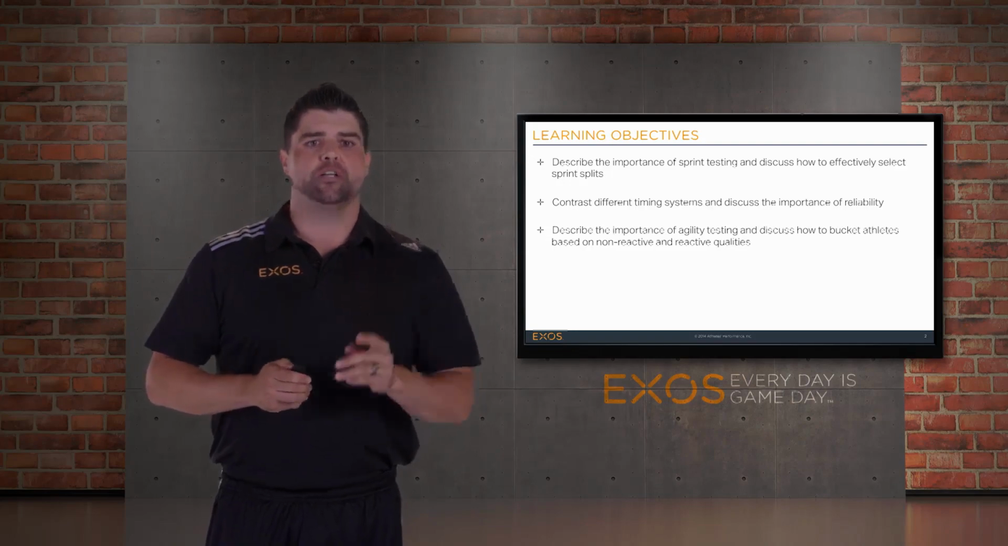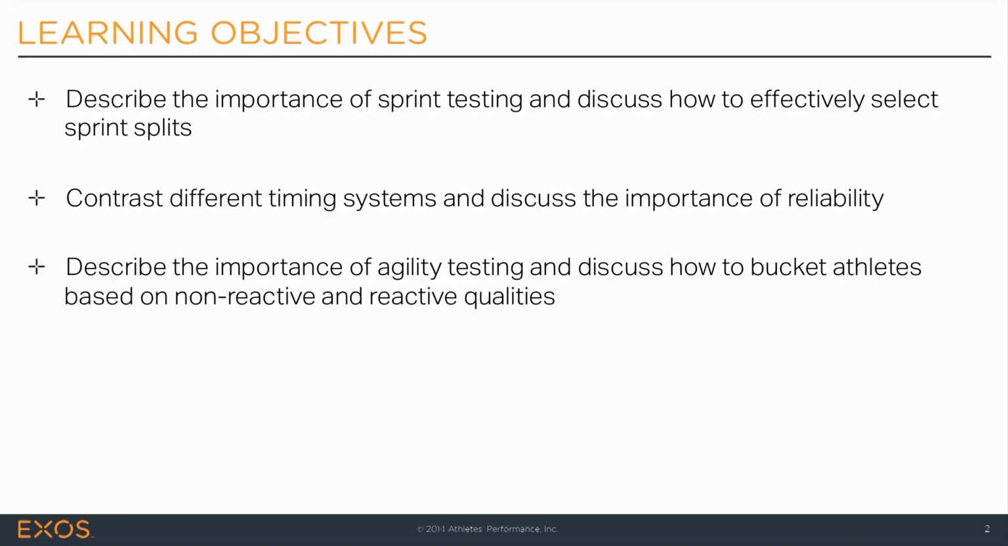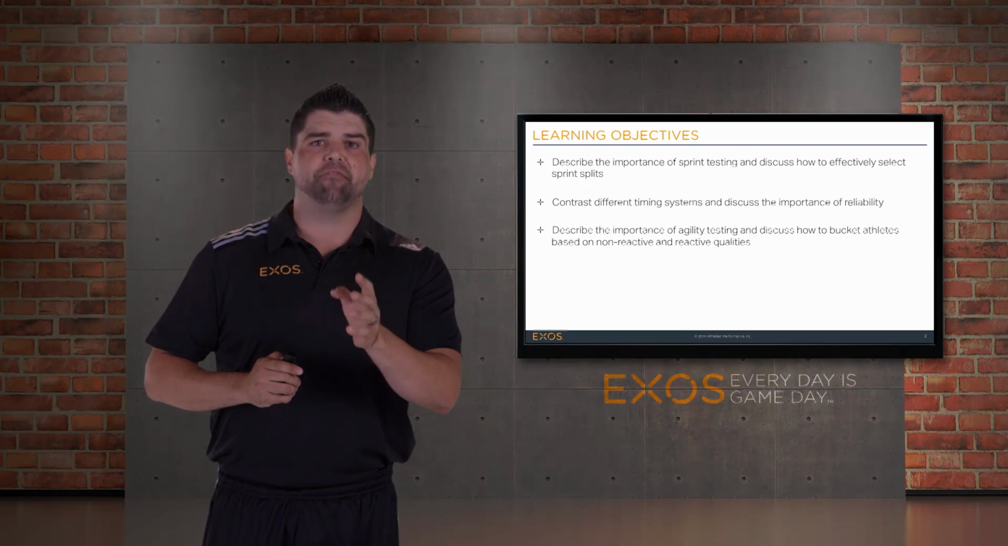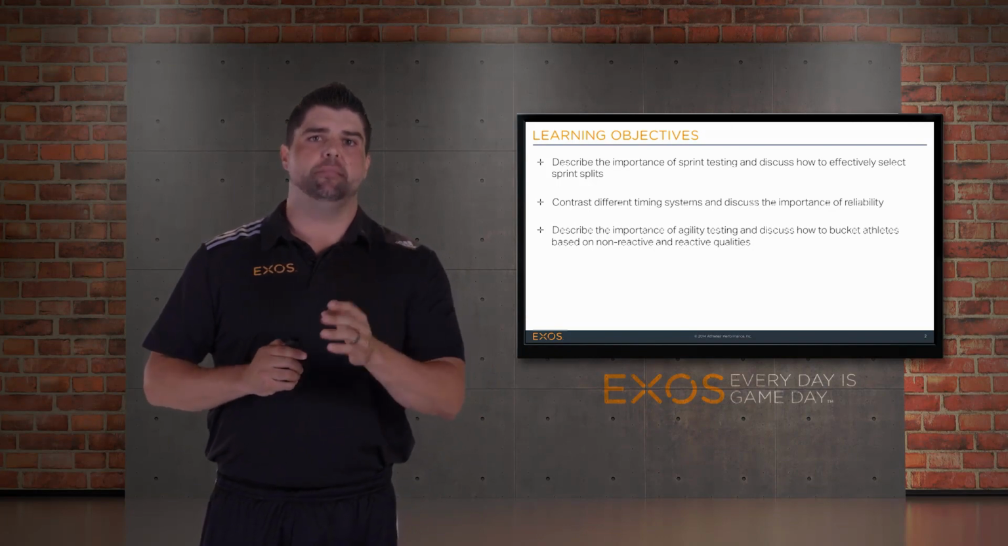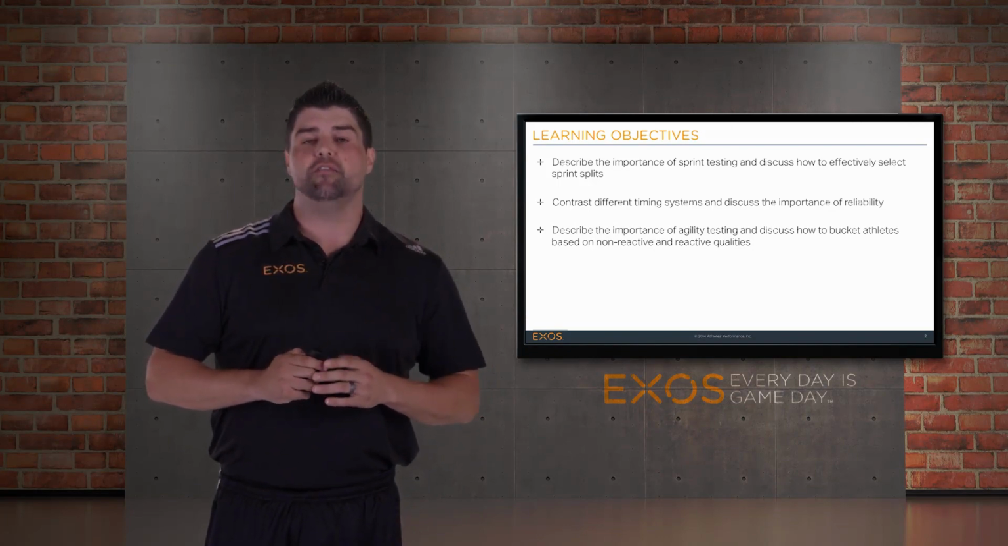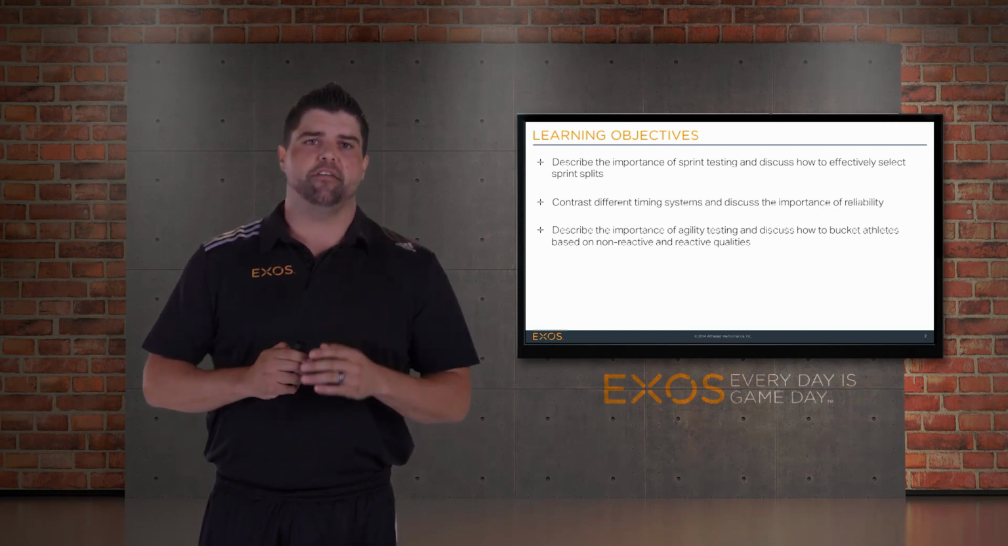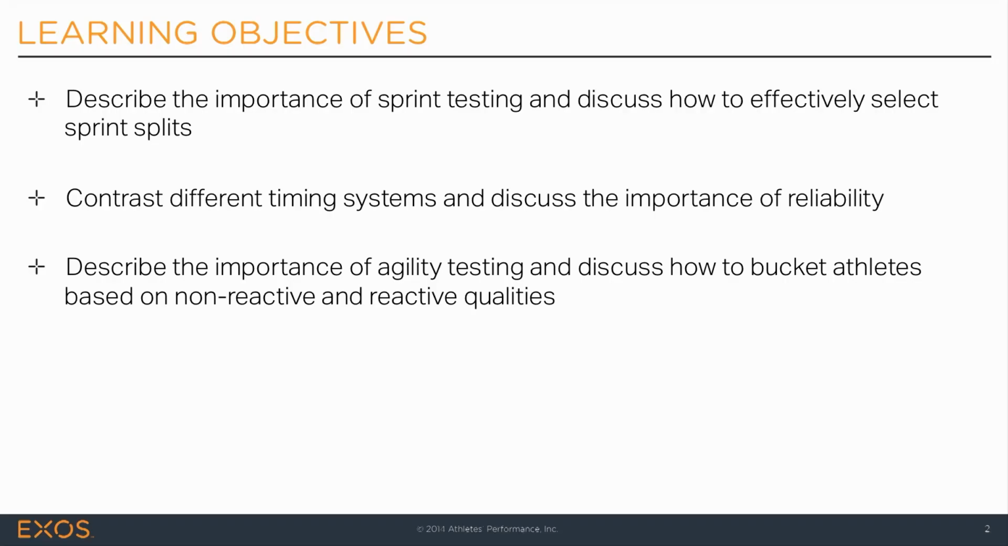From there, we want to contrast different timing systems and discuss the importance of reliability. When you're testing both linear speed as well as multidirectional speed, we have to start to take into consideration the timing system that we're using. Therefore, we want to give you a categorization of all the different types of timing systems and how they affect reliability.